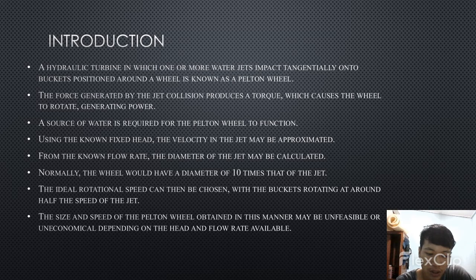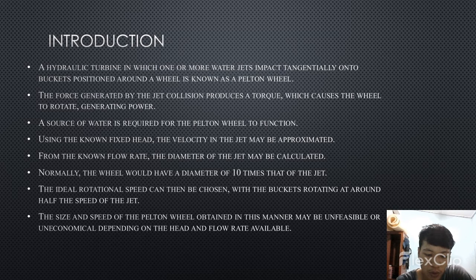The ideal rotational speed can then be chosen, with the buckets rotating at around half of the speed of the jet. The speed and cross-sectional area of the jet can be used to compute the power delivered, and the wheel efficiency can be predicted by referring to the known performance of existing machines of equivalent size and output. The power developed by the Pelton wheel will be less than this. The size and speed of the Pelton wheel obtained in this manner may be unfeasible or uneconomical depending on the head and flow rate available.